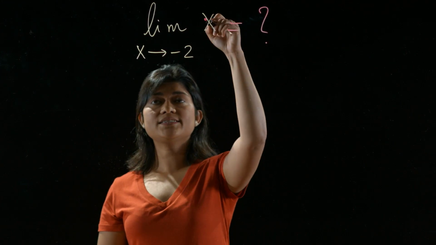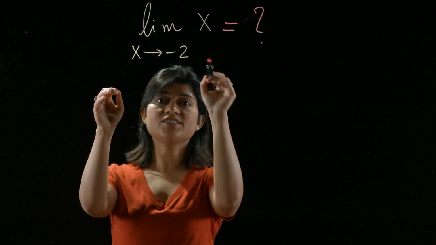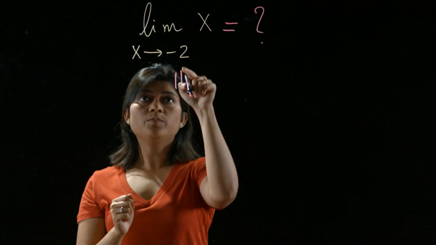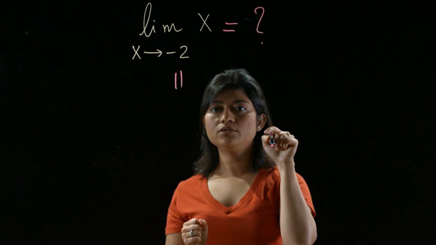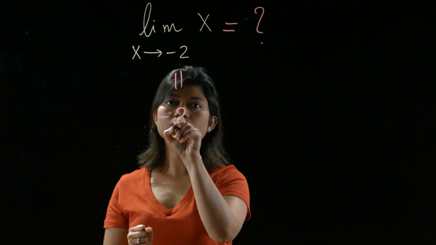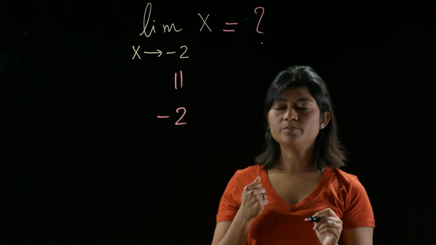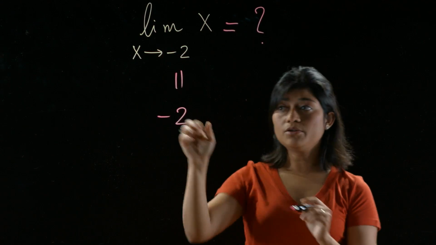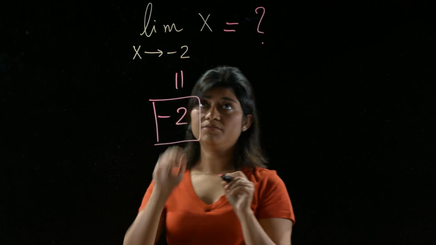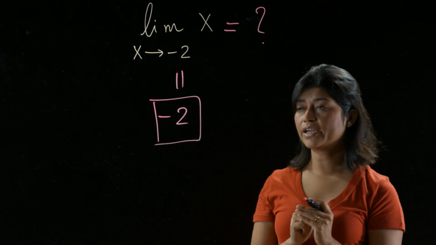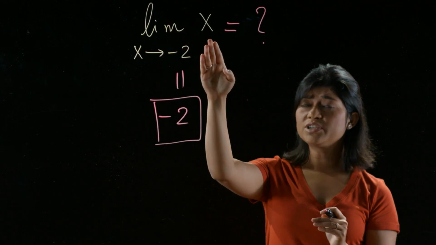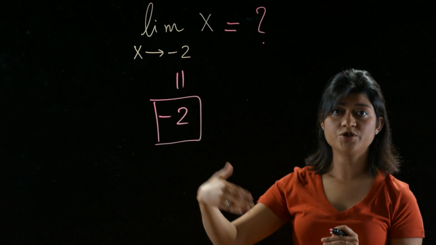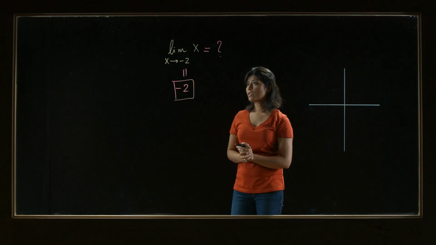Our function is x. We want to see if we can directly substitute. So x is approaching -2. If you plug that value in the function, we get -2. So that's our answer, because we get a value as you directly substitute. And so this is the limit of the function as x approaches -2. Now notice that this is a continuous function, and that's why direct substitution gives you the limit.